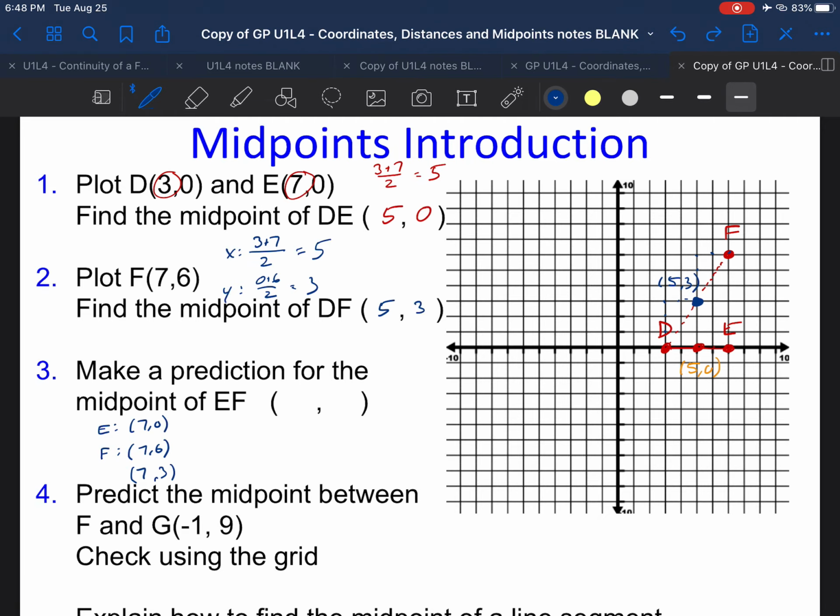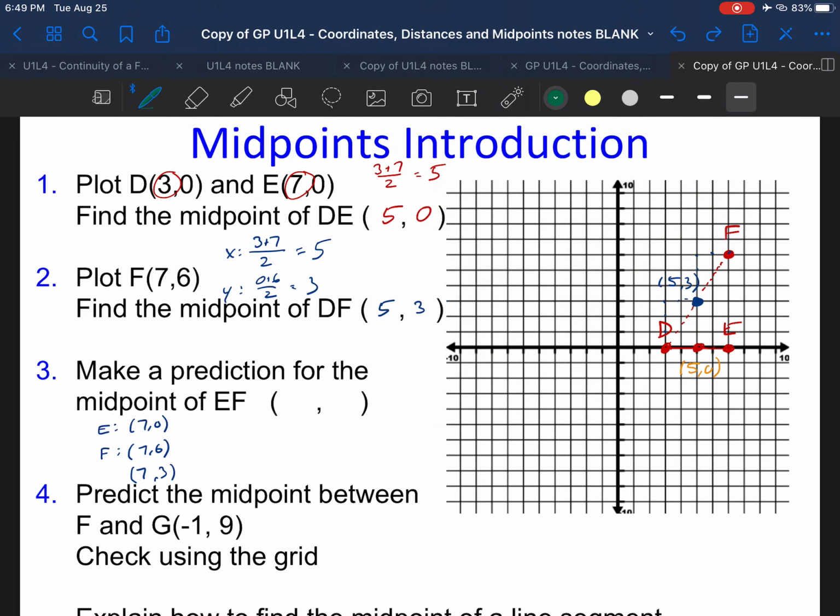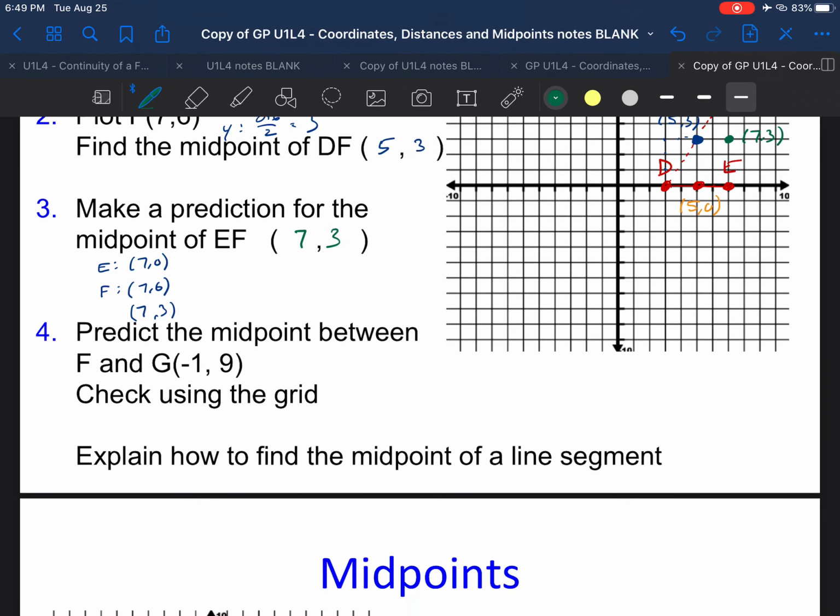Let's use a different color. Let's use, what have I not used? Let's use like this dark green. That's kind of cool looking. So that is 7, 3. Okay?